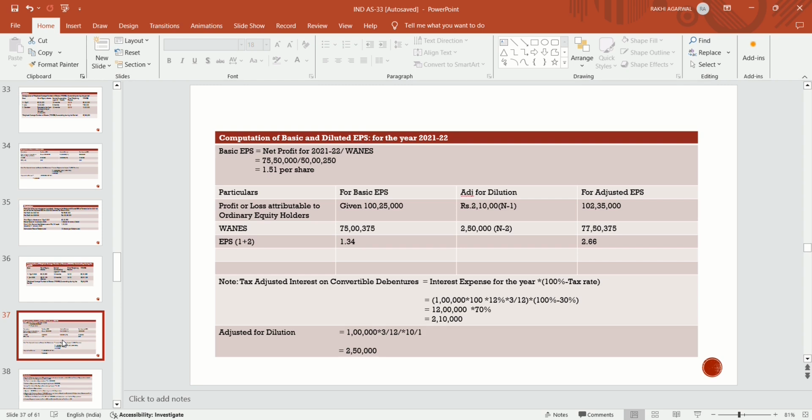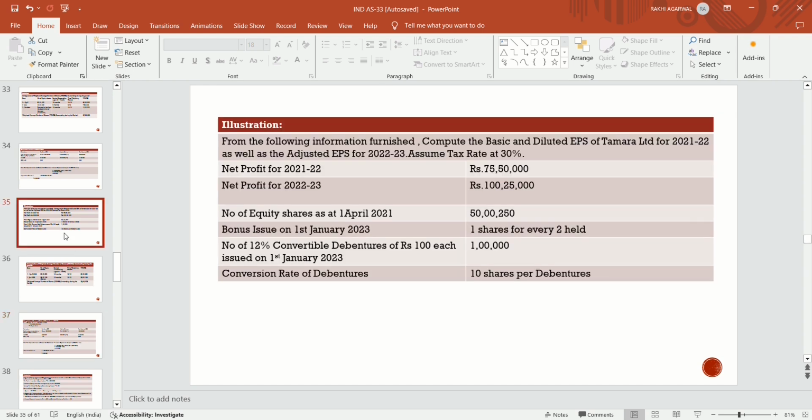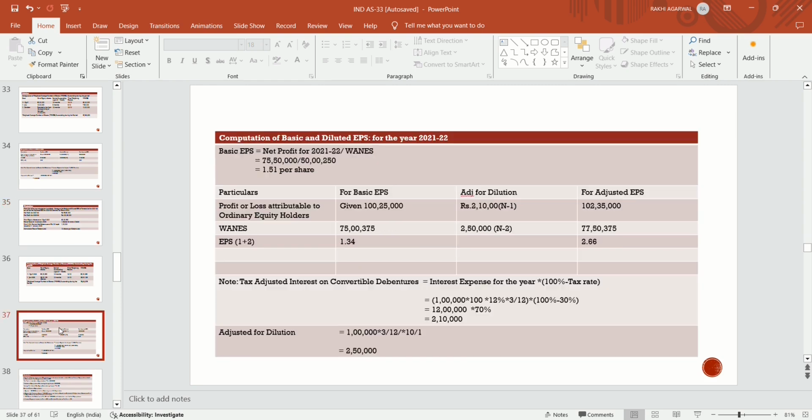Now the number of shares: every one debenture holder will get 10 shares. So the number of shares is 10 lakh. Time weighing factor is also given. So 3 divided by 12, so it becomes 2 lakh 50,000. 1 lakh into 10, into 3 divided by 12, so it becomes 2 lakh 50,000. So adjustment for dilution is 2 lakh 50,000.